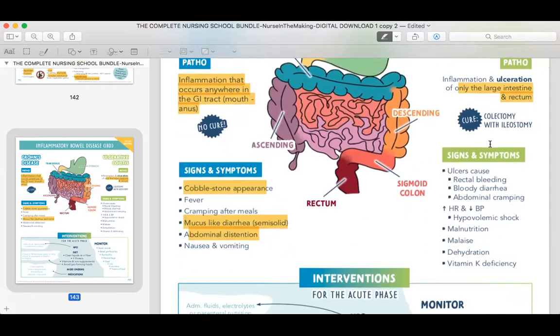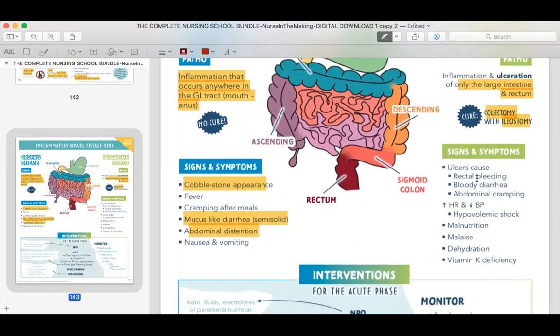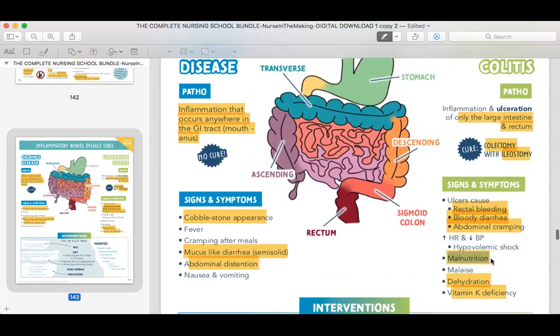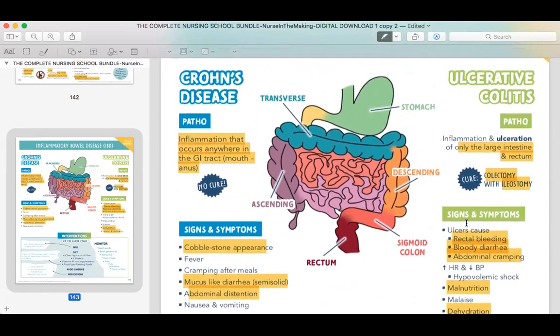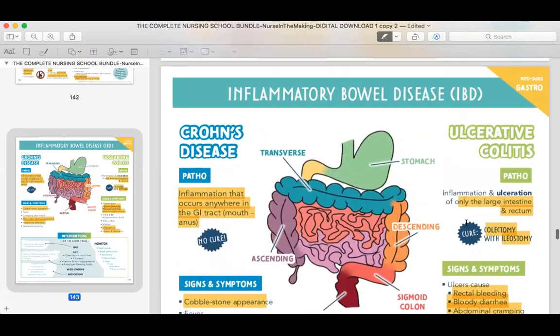Ulcerative colitis, there's a cure. You can have a colectomy, ileostomy, a little small pouch. And you want to make sure that your symptoms could be dehydration, bleeding, bloody diarrhea, abdominal cramping, vitamin K deficiency, because of your electrolytes and everything. You have malnutrition, so you're going to be skinny because you're not absorbing anything. But I'm going to say there is a med that you can give them for ulcerative colitis. Since the only cure would be to have an ileostomy.